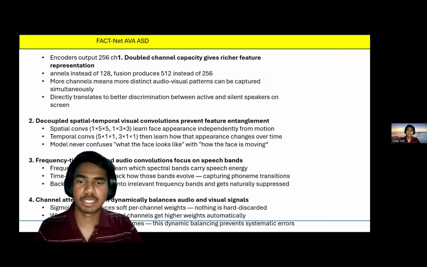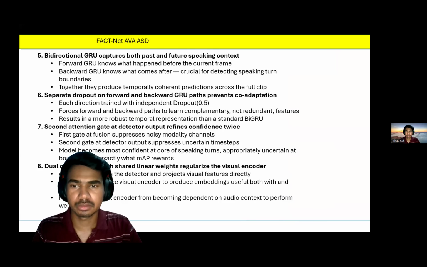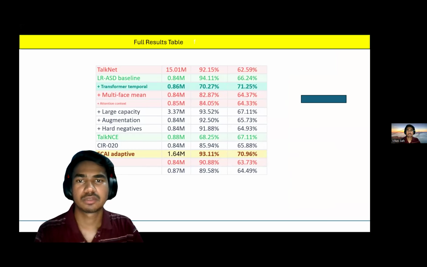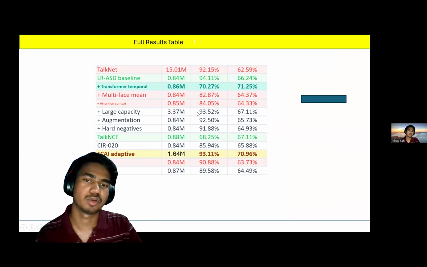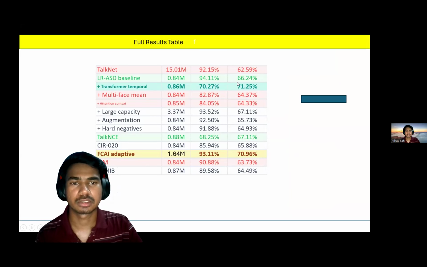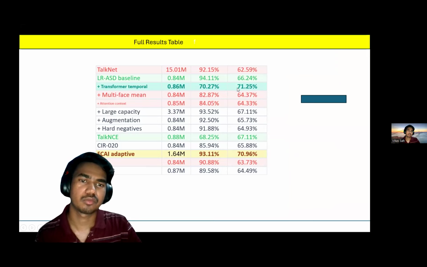So basically I have explained all of these in our presentation. So this is the full results table. The highest mAP score we have got for large capacity is 93.52%, and 71.25% on F1 score on Columbia.